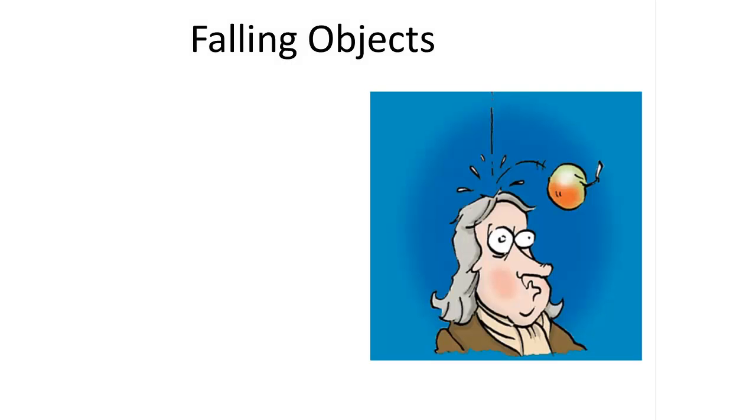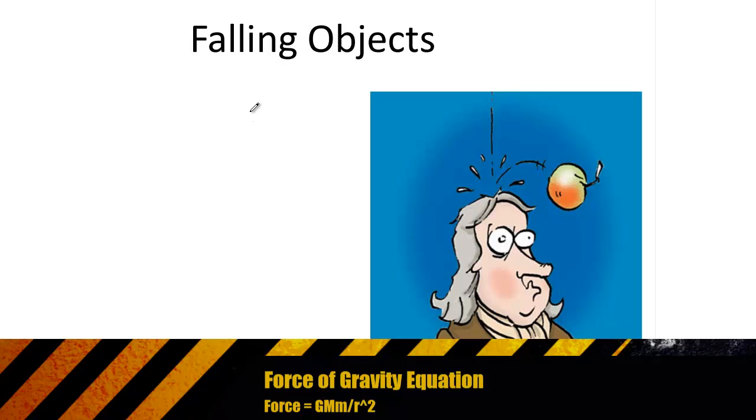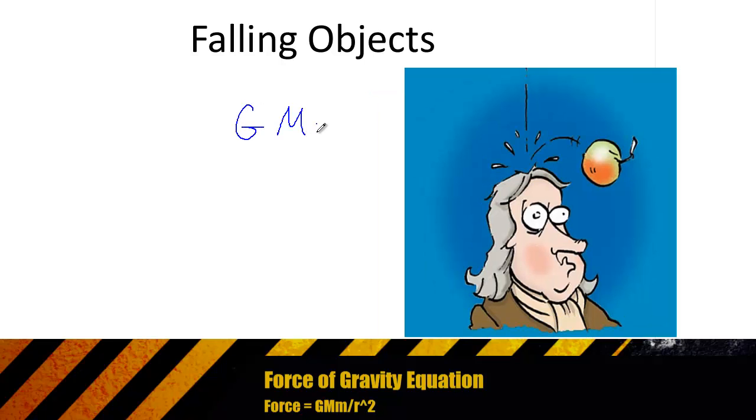Let's talk about gravity. Gravity is the force of attraction that exists between objects whenever you have mass. And we measure that force with a simple equation: the gravitational constant times the mass of the big object times the mass of the little object, divided by their distance apart squared. And that'll give you the force of gravity between any two objects.